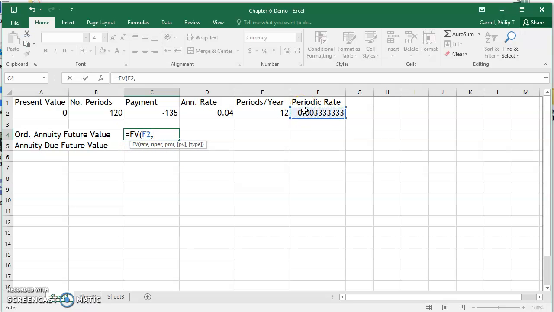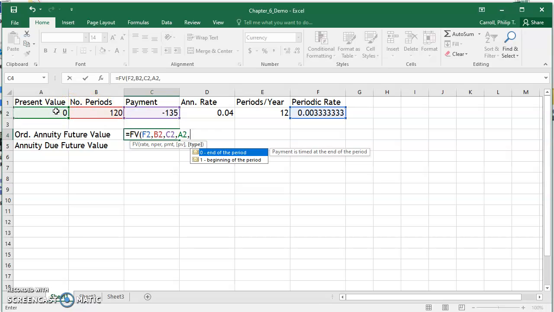Then I'm going to hit a comma. It says N per, that's the total number of payment periods, so that's that 120 right there. Comma again, payment amount. I'm going to put in where I've got payment listed. We don't actually need the present value that's listed, but thanks to the fact that we want to get to this bit at the end, we have to fill it in. Those brackets mean it's optional, but we've got to put it in so we can get to the end. It says type here.